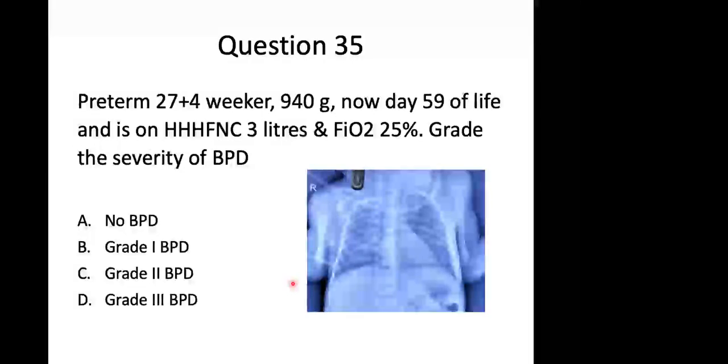So question number 35: preterm 27 plus 4 weeker, 940 grams. Now almost 2 months of life, on high flow, 3 liters and FiO2 25%. Grade the severity, and you see the X-ray here. Classically, there is haziness and some densities, not bilateral, but yes, some densities in both the lungs. If you know the current classification, it's almost falling into a grade 2 BPD.